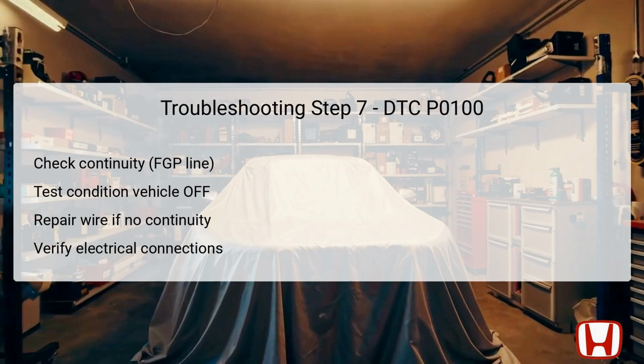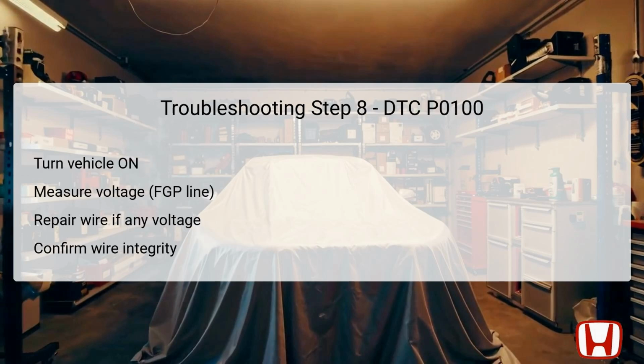PCM connector E. If continuity is confirmed, it means the FGP wire is intact, enabling you to move on to more advanced checks. Conversely, if there is no continuity, this indicates an open circuit in the FGP line that requires immediate repairs to ensure healthy communication between the MAF sensor and the PCM.